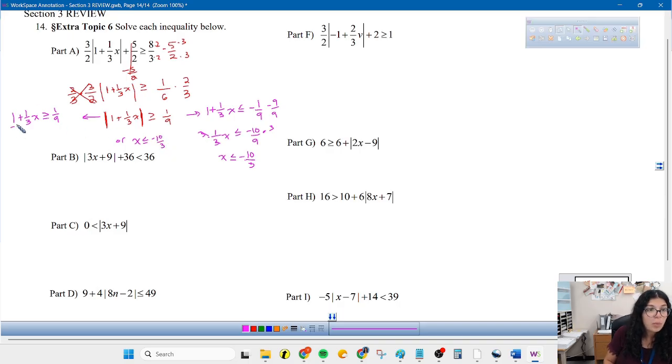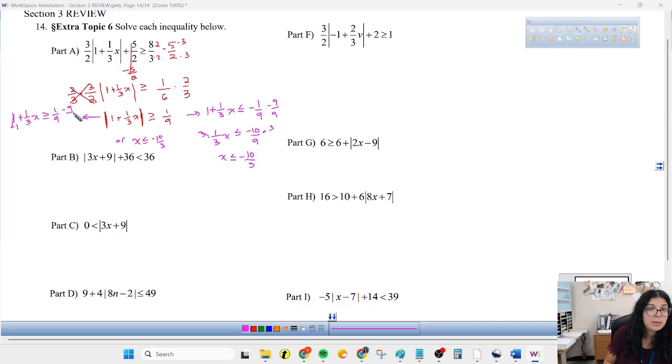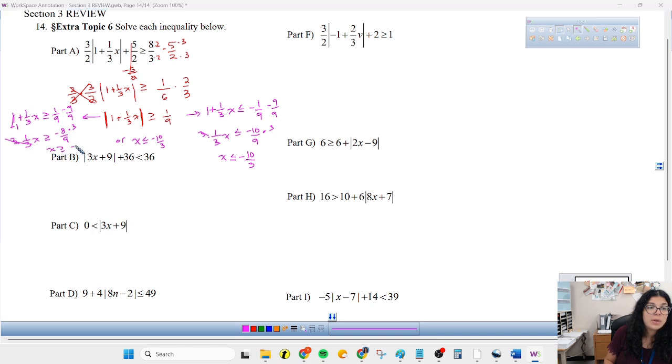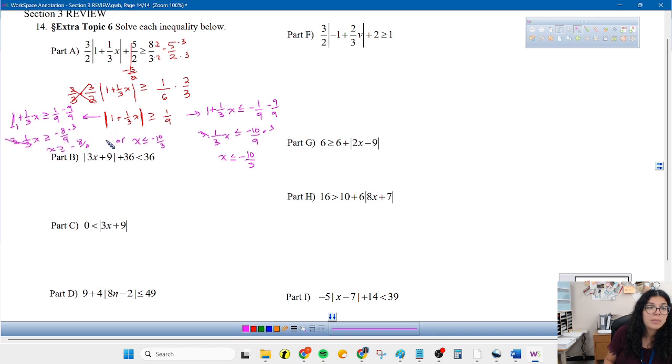Over here, subtract 1 on both sides. We get 1/3 x is greater than or equal to negative 8 over 9. And then multiply by 3. We get x is greater than or equal to negative 8 over 3. So that's our solution. X has to be greater than negative 8 over 3 or less than negative 10 over 3.